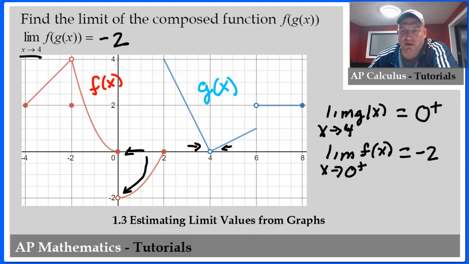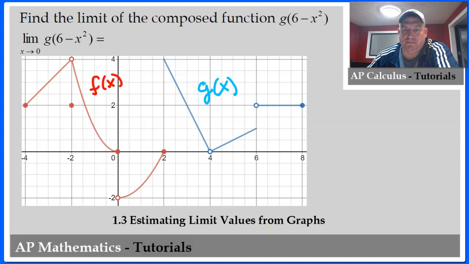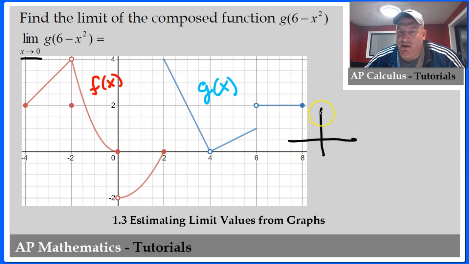Now these are kind of tricky, so we're going to do a couple more examples. Here's the same graph, but we have a different limit statement. It says limit of g of 6 minus x squared as x approaches 0 from both left and right. This time we have a composed function which is not actually graphed, so let's do a quick sketch of that. On an xy axis, that would be a quadratic opening down, at a height of 6.